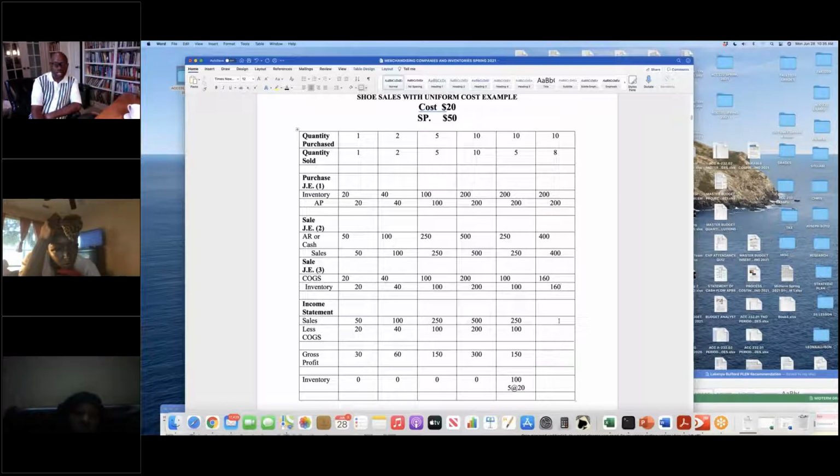So when we do our income statement, we have 400 in sales, and our cost of goods sold is 160. Our gross profit would be what? 240. And what do we have left in inventory? 40. We have $40 left in inventory, which consists of 2 pairs of shoes at $20 each.